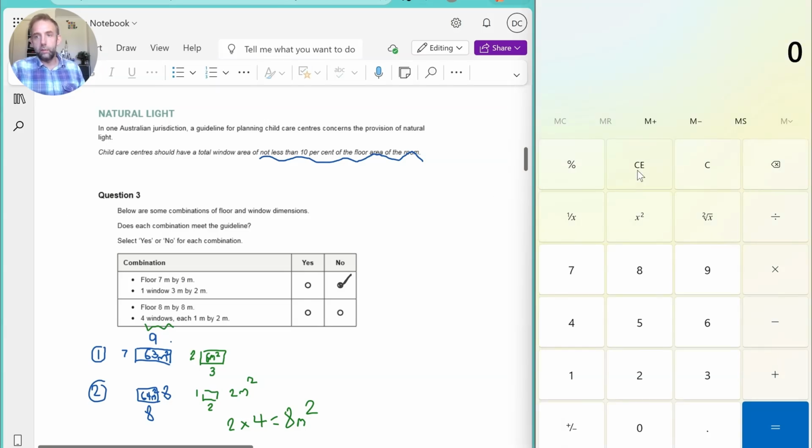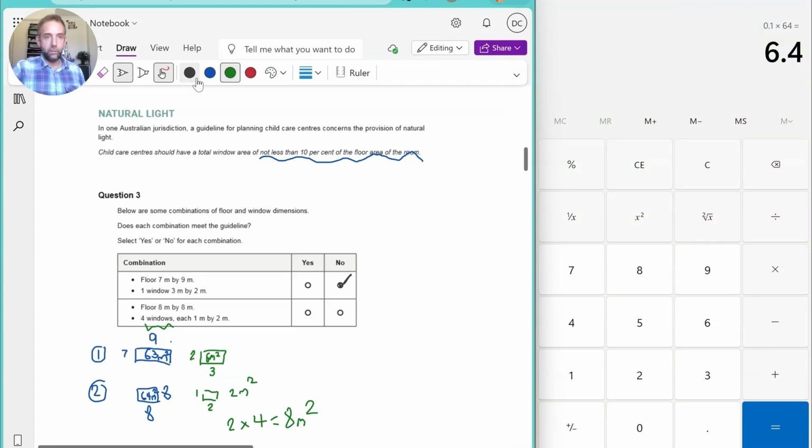However, we'll just confirm over here. We want 10%, so 10 over 100 of, so multiply 64, 6.4. Anything which is 6.4 or more would be good enough in terms of window space. And we have 8. So yeah, we're fine here. We fit the conditions, we fit the criteria. Yeah, we hit the guideline.